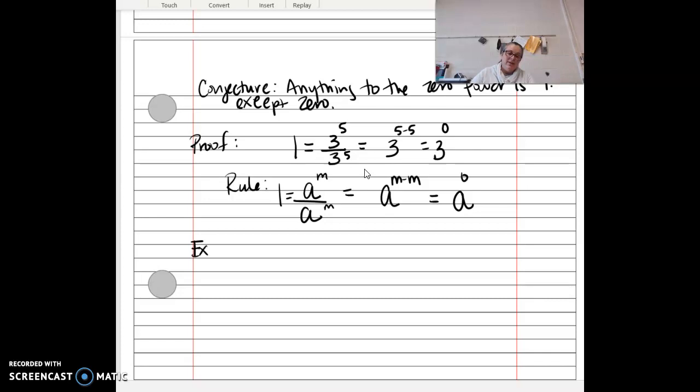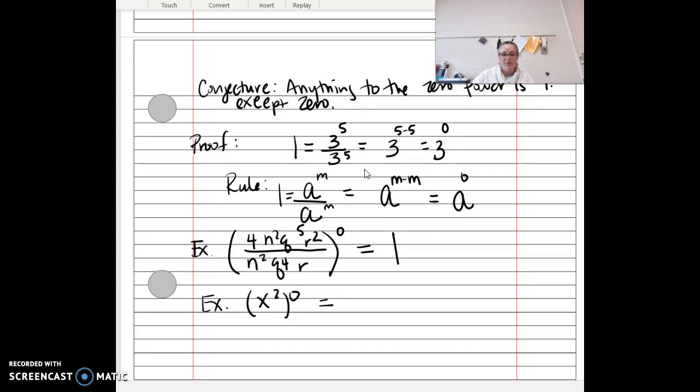All right, so knowing that anything to the 0 power is 1, let's take a look at this one. If I were to take 4n squared q to the 5th r squared, divide it by n squared q to the 4th r, and then take it to the 0 power, everything in here is to the 0 power, so everything is 1. I always look for those. Let's try x squared to the 0 power. Oh, x squared to the 0 power is, well, 0 times 2 is 0, so we get 1. But we have to be careful because anytime I see a 0, it's not automatically 1.